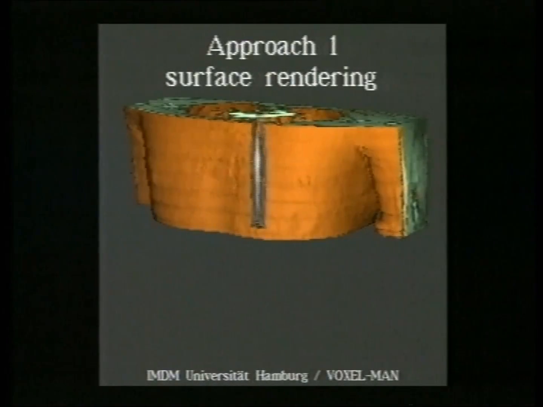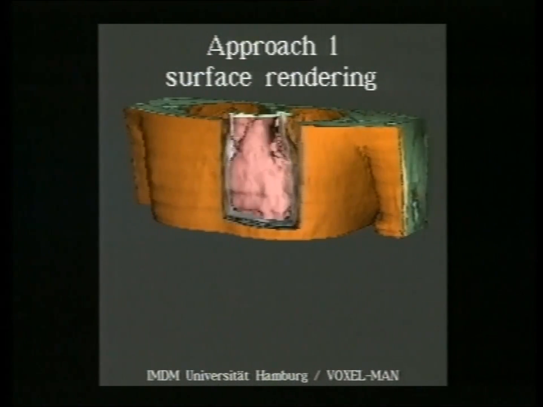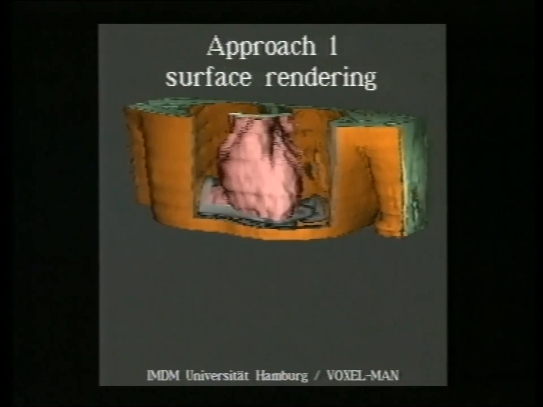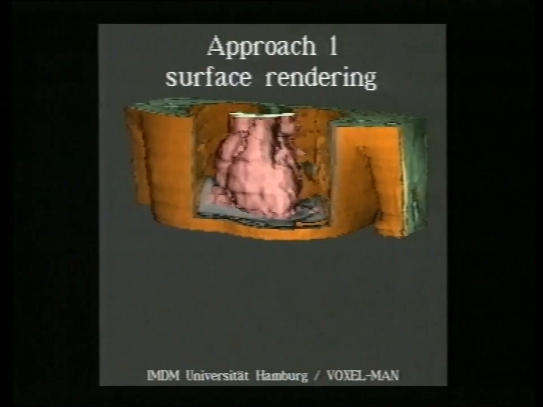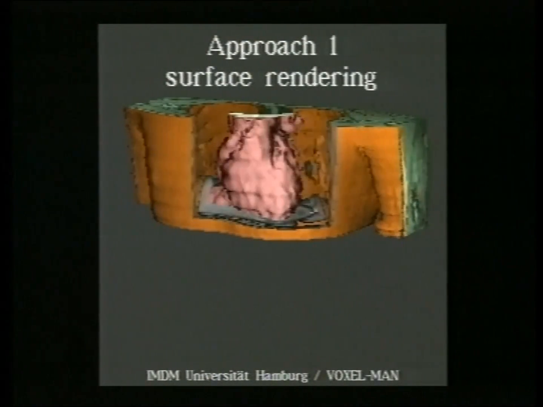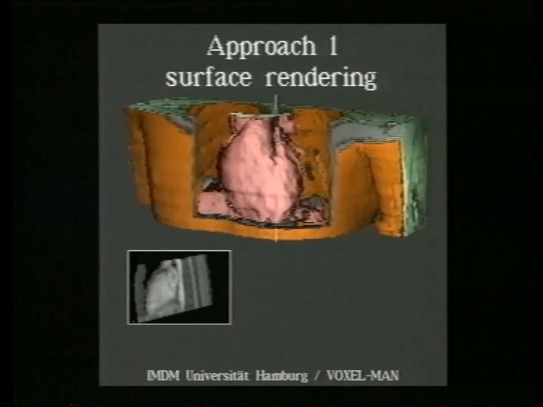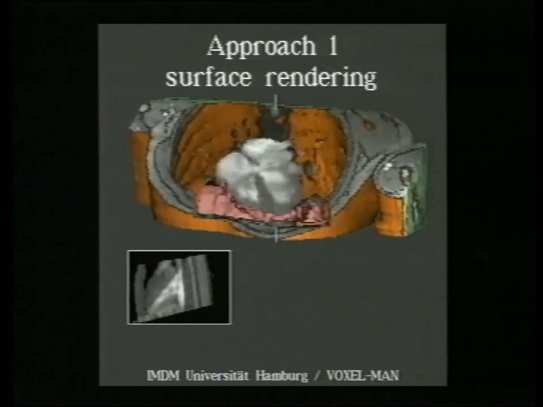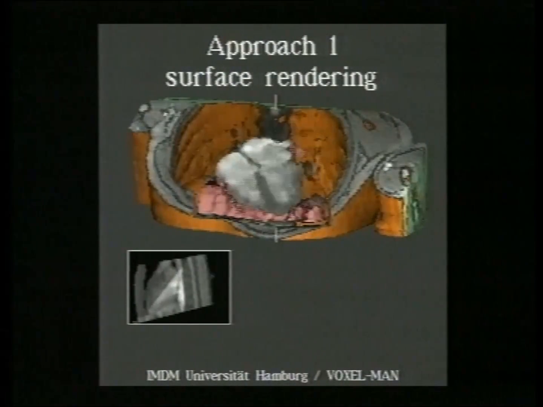Different rendering methods were investigated. Here, surface rendering was chosen. Unfortunately, not much detail was visible. However, by cutting, the four-chamber view could be displayed. A lateral view at the lower left corner shows the position of the cut plane. This heart was the first one ever reconstructed from a living person.